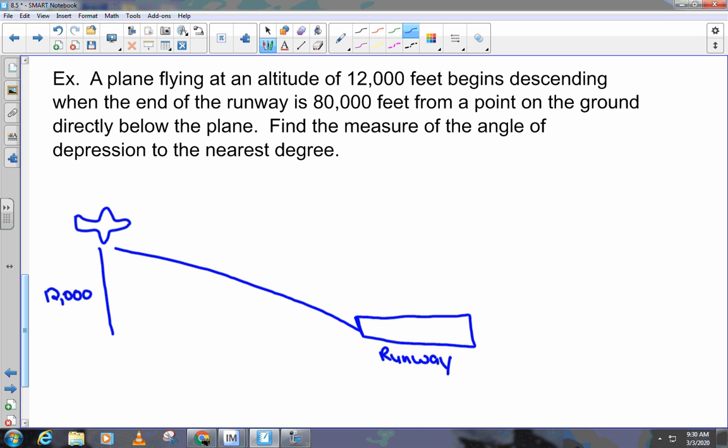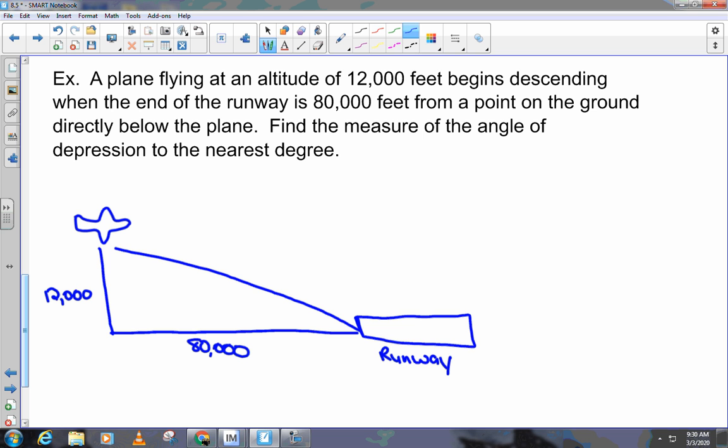Where's that 80,000? The runway? Here? Or how about here? Okay, it says it's when the end of the runway is 80,000 feet from a point directly below the plane. So here's the end of the runway. Here's a point directly below the plane. So it would be this distance right here, because that's where he would touch down. Now, it wouldn't be this. This would be his flying distance. That would be 80,000 for flying distance. This is ground distance. Okay?